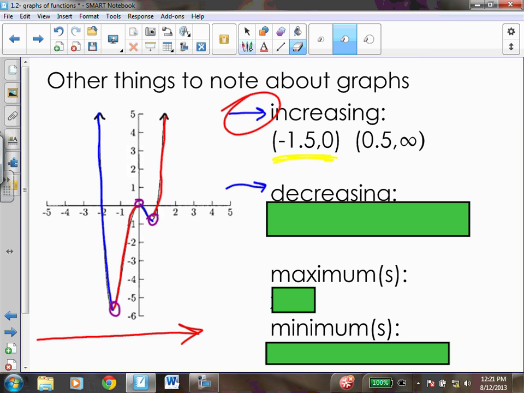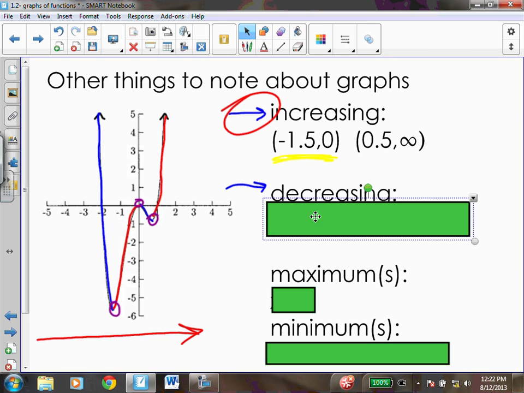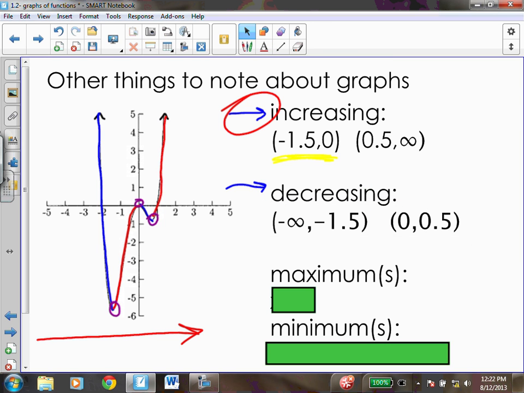Decreasing works the same way. My lowest decreasing point is infinitely small. So I'm going to say that it goes from -infinity and stops decreasing at -1.5. And then I have this small section here from 0 to 0.5 where it's also decreasing. And again, round brackets because none of these numbers are technically included. So that would be my interval of decreasing.